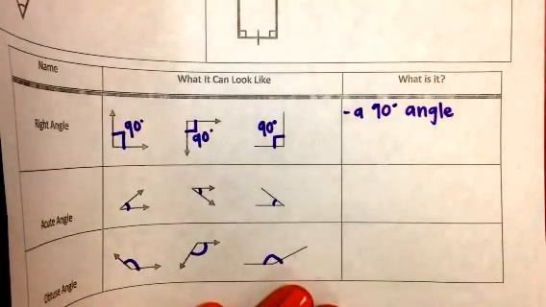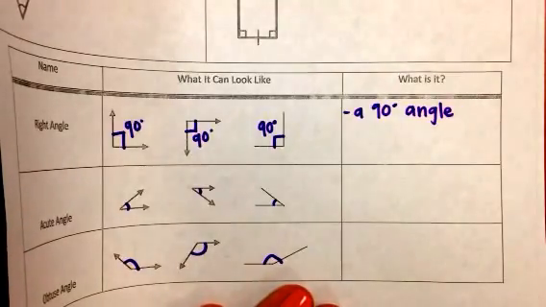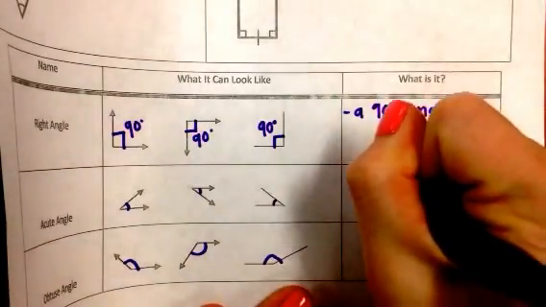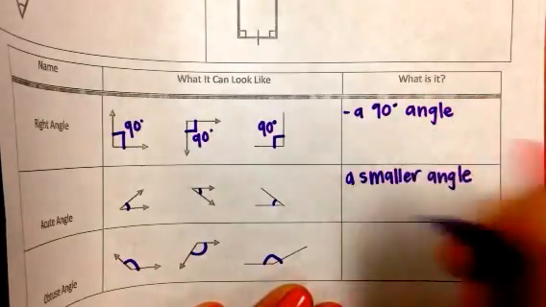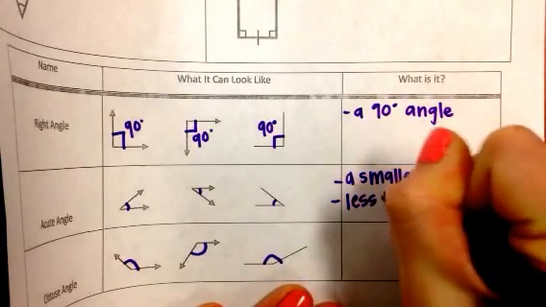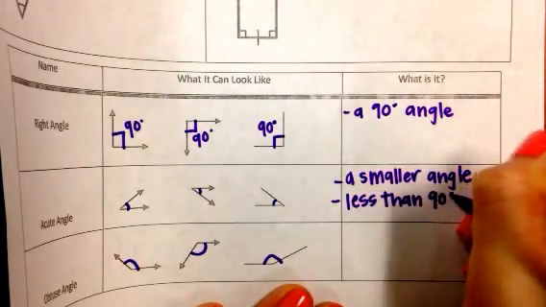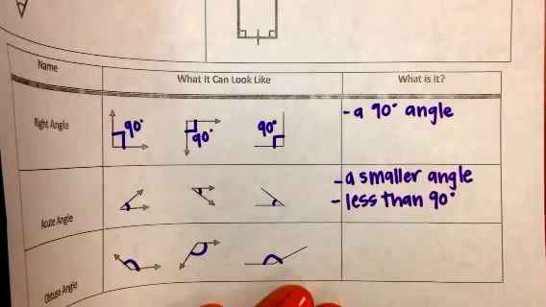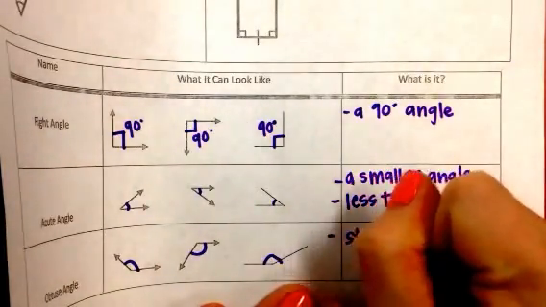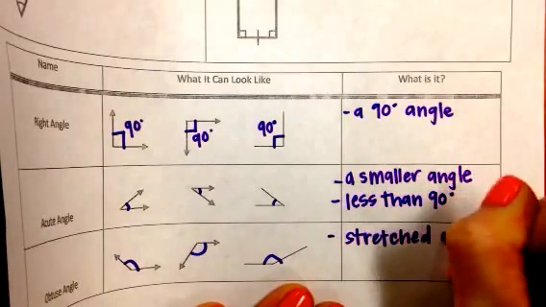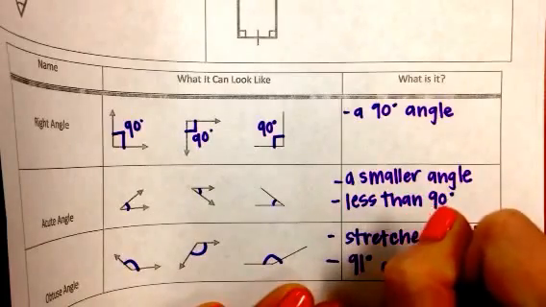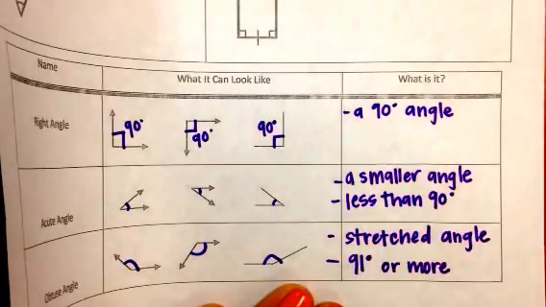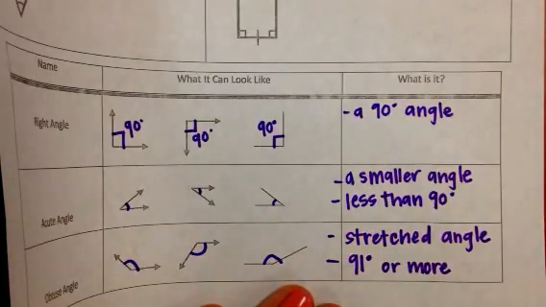Go ahead, pause. All right, so you guys probably talked about what your description would be. My description of an acute angle is a smaller angle. It has to be less than 90 degrees. Once it hits 90 degrees, it's a right angle, excuse me. And then you have your obtuse angle. I like to think about it as a stretched angle. And it's 91 degrees or more, because remember, anything that's 90 is a perfect right angle.